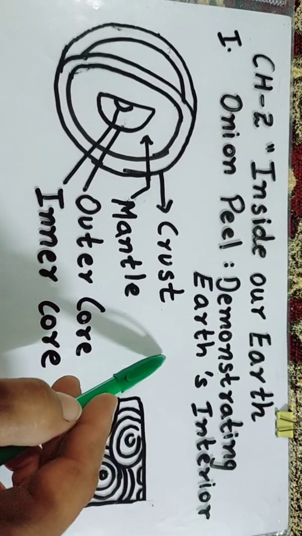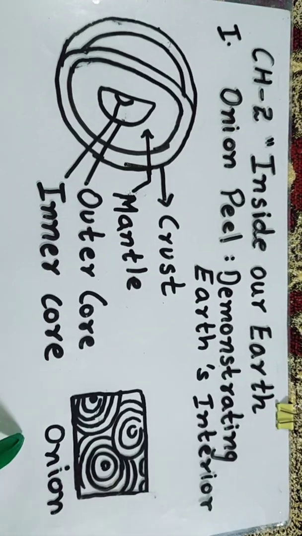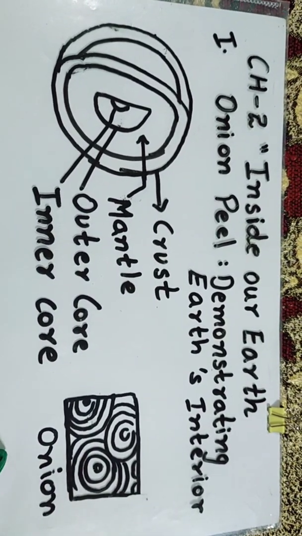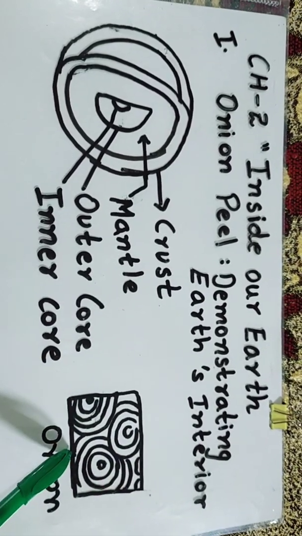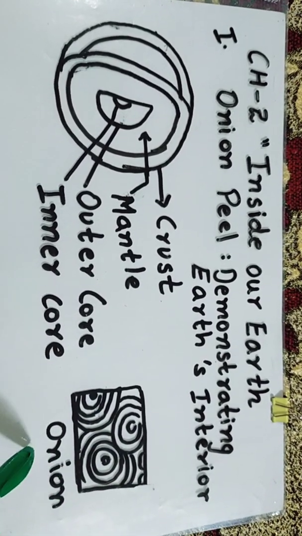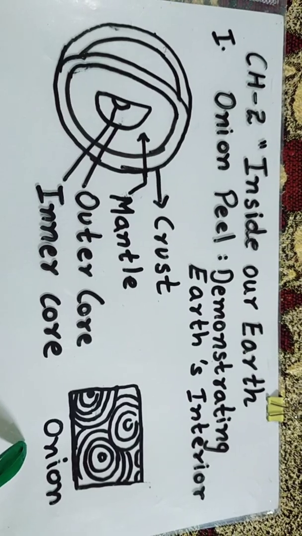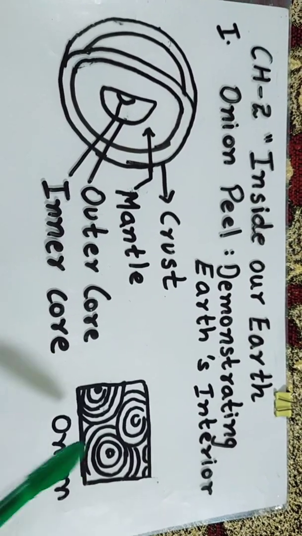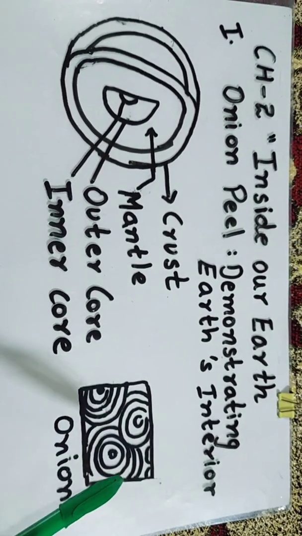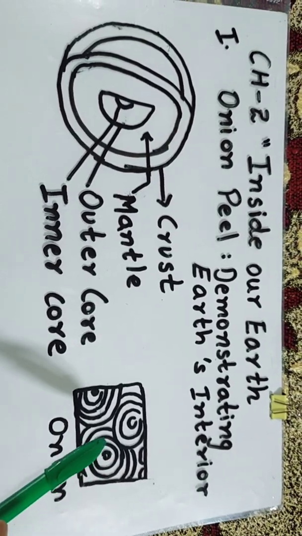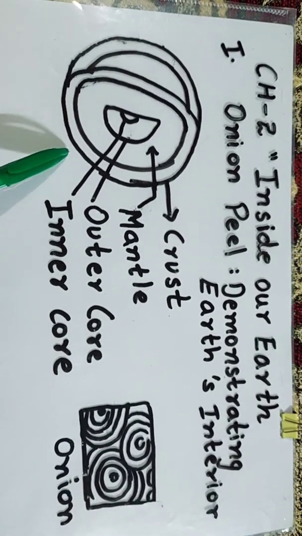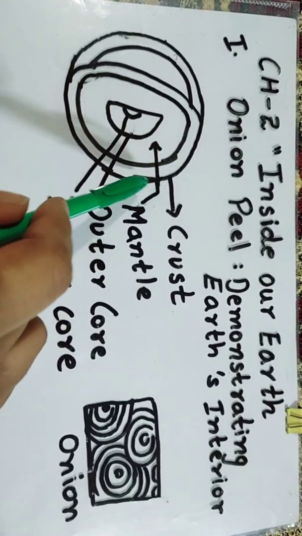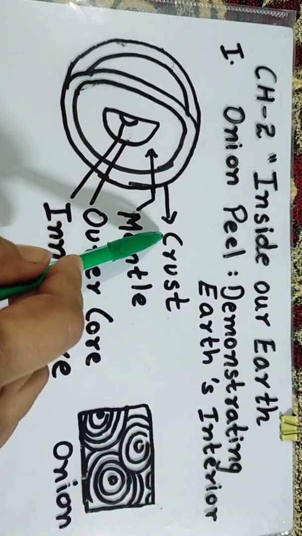If you have ever worked with peeling an onion, you would see there are many concentric rings. You will see the different layers of the onion, which are visible only when you cross-section it or cut it. This shape you will find in the earth's interior. This is the outermost layer, which is known as the crust.